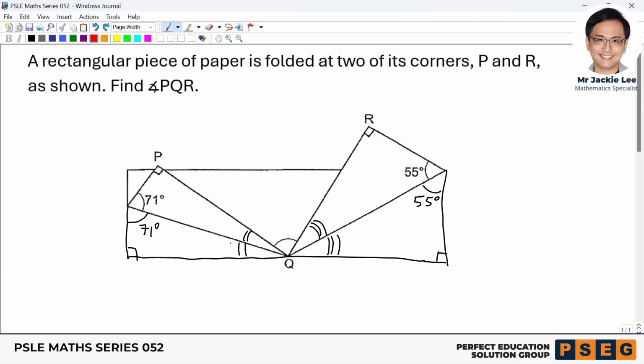Okay, so now I think we do some calculation. Isn't it that this angle will be 19 degrees, right? Because the sum of the angles of a triangle is 180. So 180 minus 90 minus 71. I think this will be 19. And therefore, this is also 19, right?